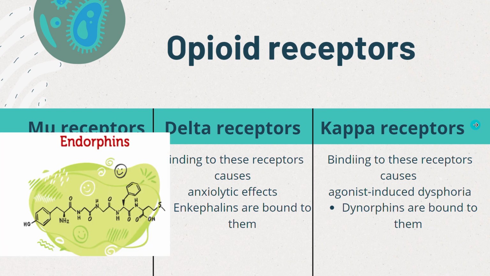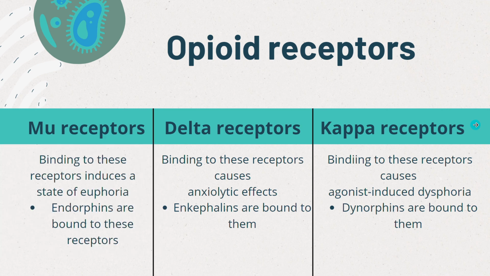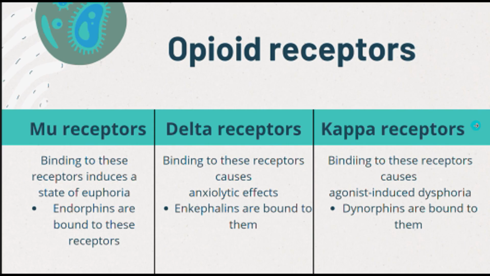So, as I talk about later, each one of the endogenous opioids has a specific receptor selectivity. For example, endorphins are bound to Mu receptors, which induce a state of euphoria when activated. Enkephalins are bound to delta receptors, which causes anxiolytic effects, and dynorphins are bound to kappa receptors, which, when activated, cause agonist-induced dysphoria, which is the opposite effect of Mu receptors.